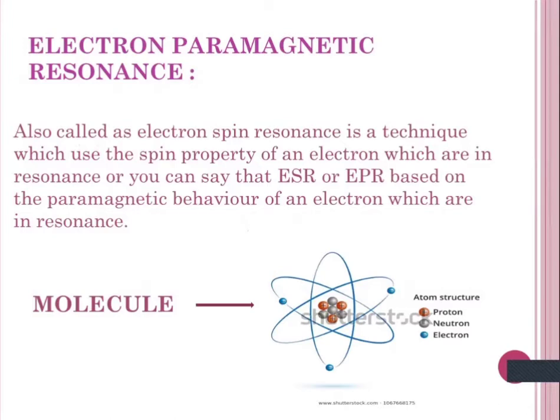Let's understand how the spinning property of an electron or how the paramagnetic property of an electron help in resonance, which is used in spectroscopy. Suppose that it is a molecule and a molecule consists of atoms. An atom consists of a nucleus. In the nucleus, there are positive charge proton and neutron. So the overall charge of the nucleus is due to protons, and the negative charge around the nucleus is due to the electrons that are present.